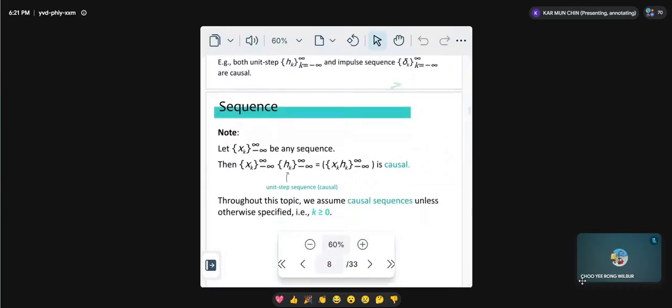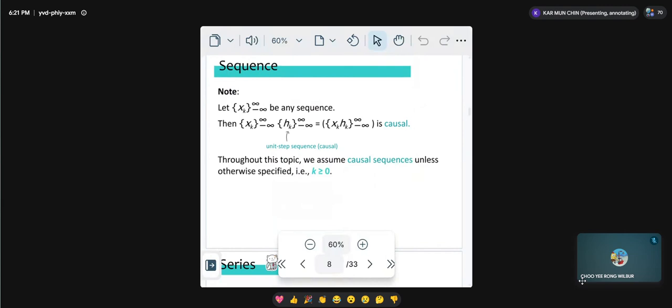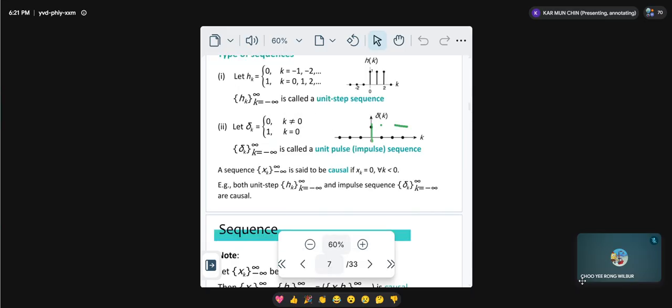Throughout this topic, we assume causal sequences unless otherwise specified. So k will be equal to or more than 0. If you have a problem, you can ask.